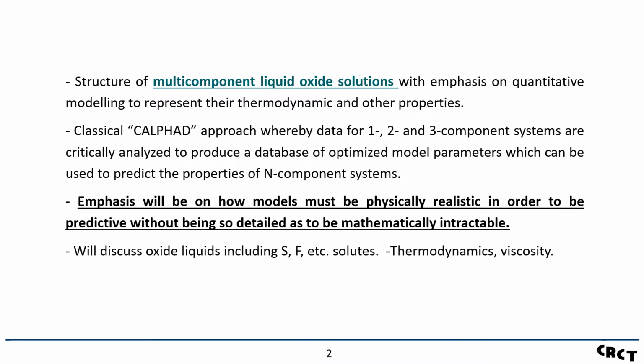We'll be mainly dealing with the Calphad approach, whereby we take data for 1, 2, and 3 component systems. We analyze them critically to produce a database of optimized model parameters, which we can then use, using the models, to predict the properties of n component systems. The theme of this whole talk is that models must be physically realistic in order to be predictive, because that's the whole point, without being so detailed as to be mathematically intractable, impossible.